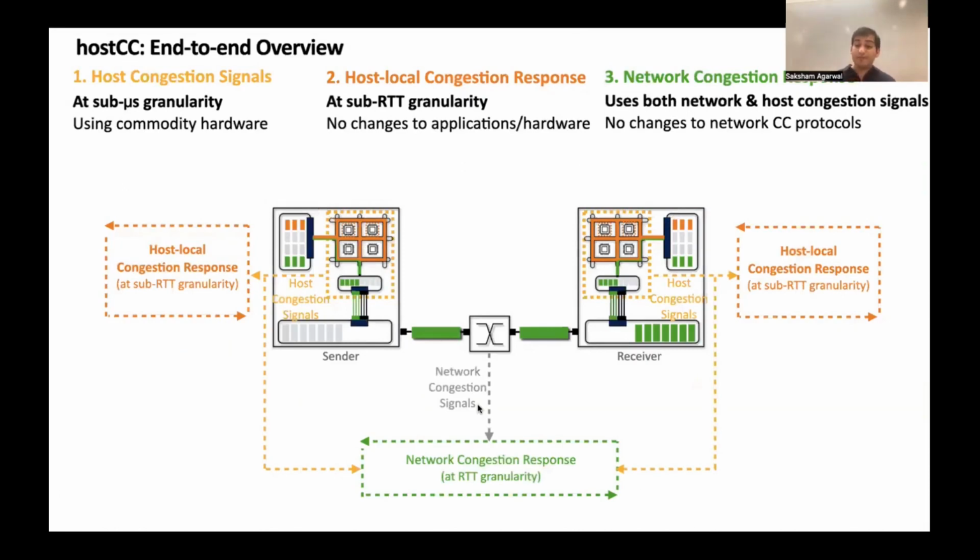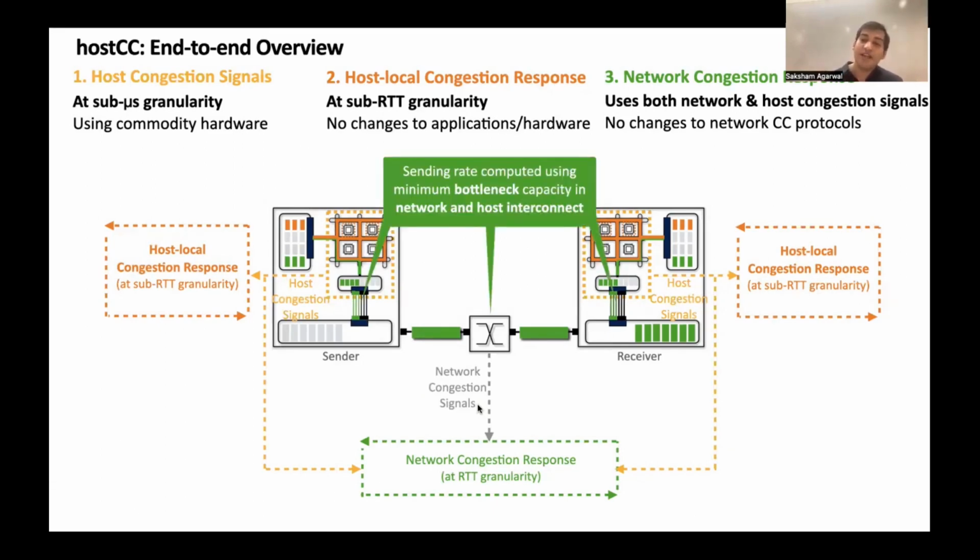Host CC uses both host and network congestion signals to perform efficient network resource allocation at RTT timescales. The key insight is that the sending rate for network traffic must be computed based on the bottleneck capacity, not just within the network, but also at the host interconnect. Host CC can be integrated with any network CC protocol. The only difference is that the protocol will now use both host and network congestion signals.